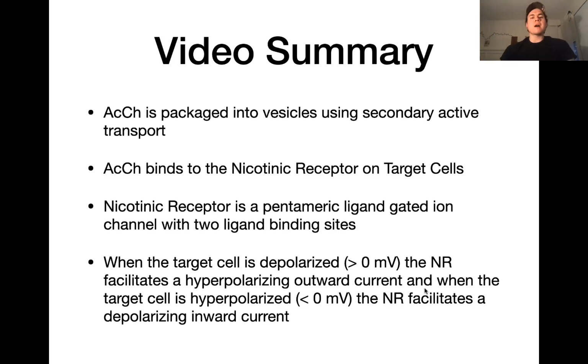So let's summarize what we talked about in this video. We showed that acetylcholine is packaged into vesicles using secondary active transport. And we saw that the nicotinic receptor has two binding sites for acetylcholine. When it's opened, it will allow sodium and calcium to move into the cell and potassium to move out of the cell. We also saw that when the target cell is depolarized, so above 0 millivolts, the nicotinic receptor facilitates a hyperpolarizing outward current. And when the target cell is hyperpolarized, so below 0 millivolts, the nicotinic receptor facilitates a depolarizing inward current.